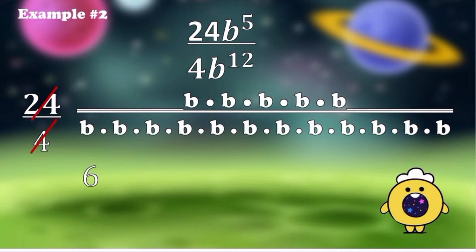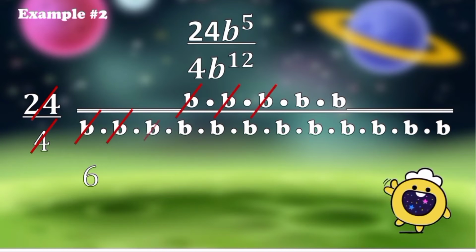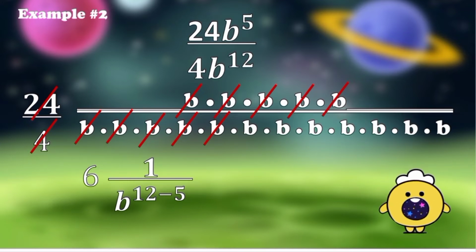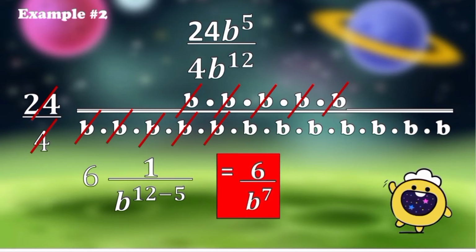Then b divided by b is equal to 1. Or simply 1 over b to the 12th power minus 5. Our final answer is 6 over b to the 7th power.